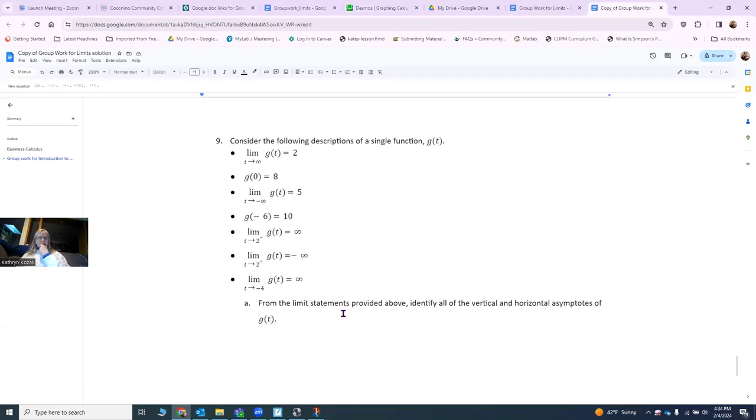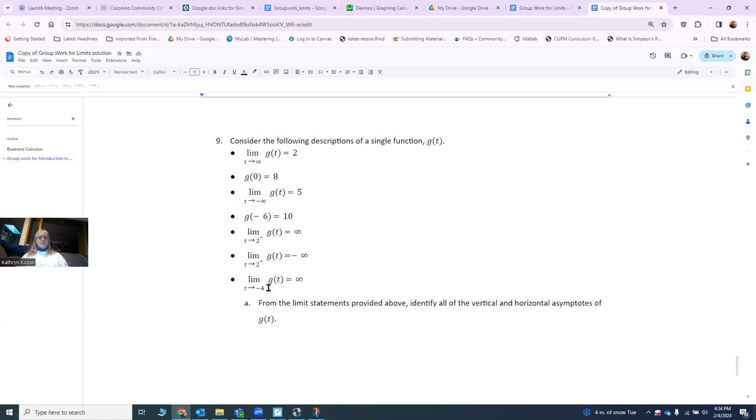And then the last thing we want to do is we're going to have a function where the limit as x goes to infinity of g of x equals 2. G of 0 is 8. The limit as x goes to negative infinity of g of x equals 5. G of negative 6 is 10. The limit as x goes to negative 2 of g of x equals infinity. The limit as x goes to 2 from the right of g of x equals negative infinity.